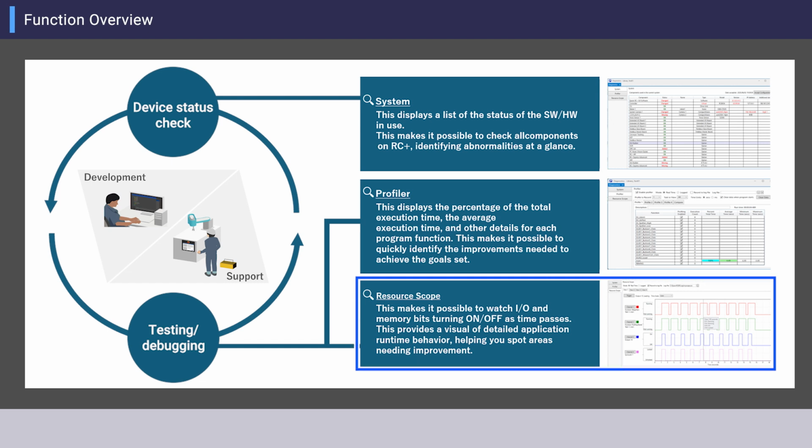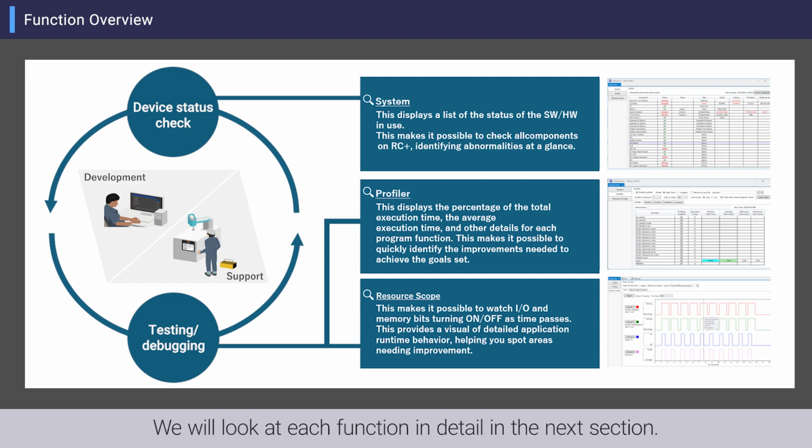Resource scope. This makes it possible to watch I/O and memory bits turning on/off as time passes. This provides a visual of detailed application runtime behavior, helping you spot areas needing improvement. We will look at each function in detail in the next section.